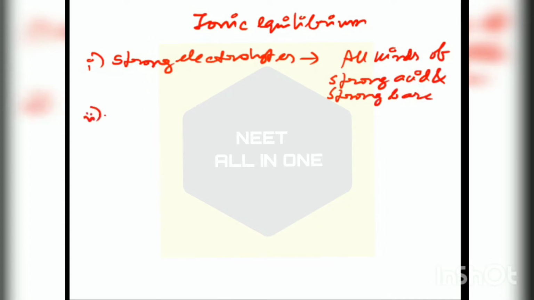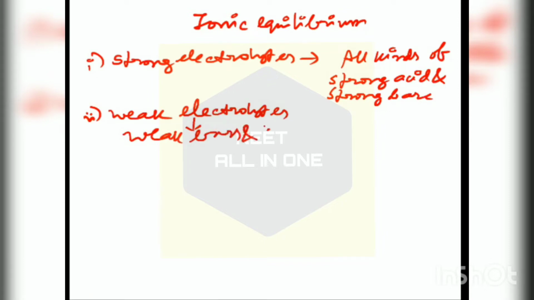Now second is our weak electrolytes. So what are weak electrolytes? A weak electrolyte is one that doesn't completely get ionized in aqueous medium. So, weak bases and acids. Okay.